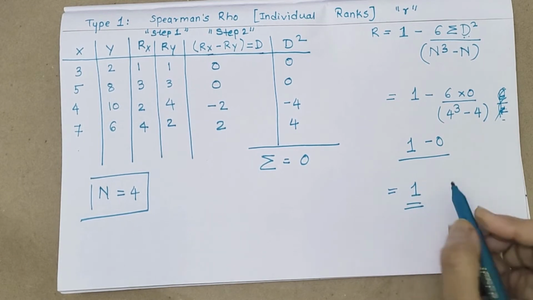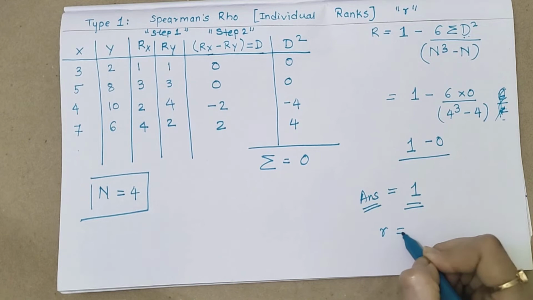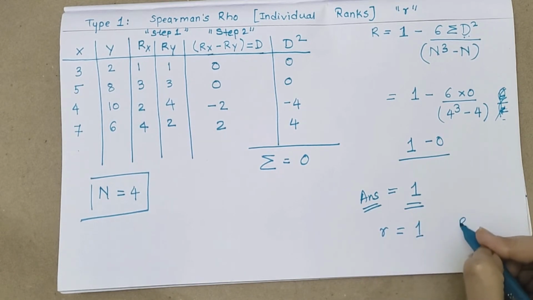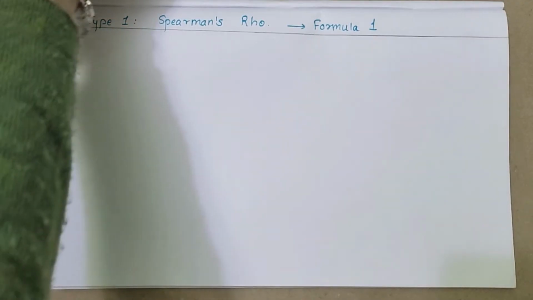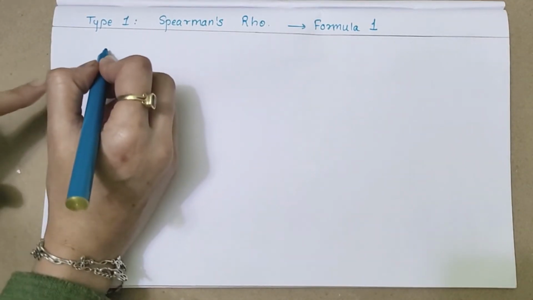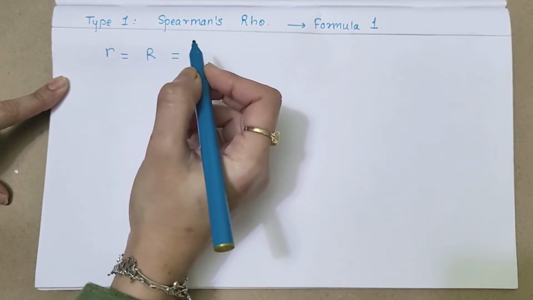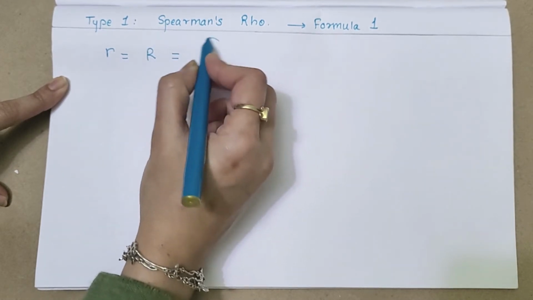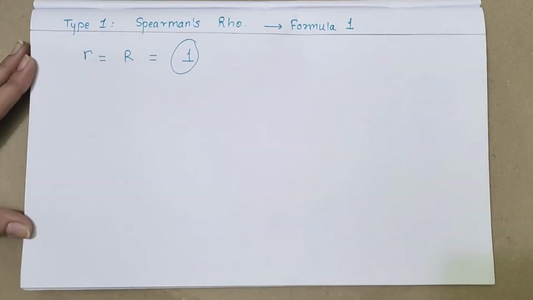So your answer is 1. So the value of R, that is the rho value, is 1. Now we have found out that the value of R, or capital R, whatever you want to write, is 1, right? Just now we have found out the rho value as 1.